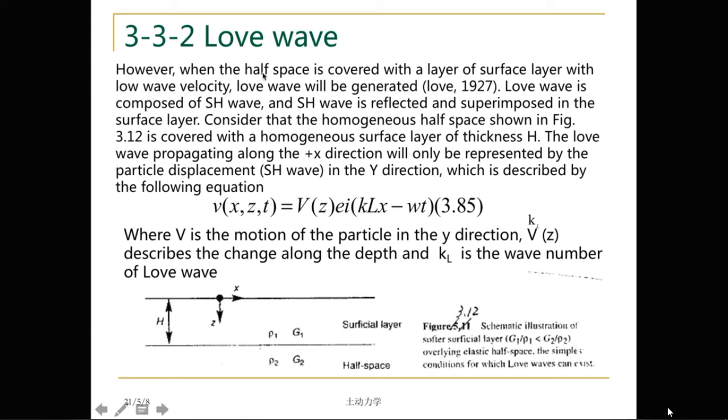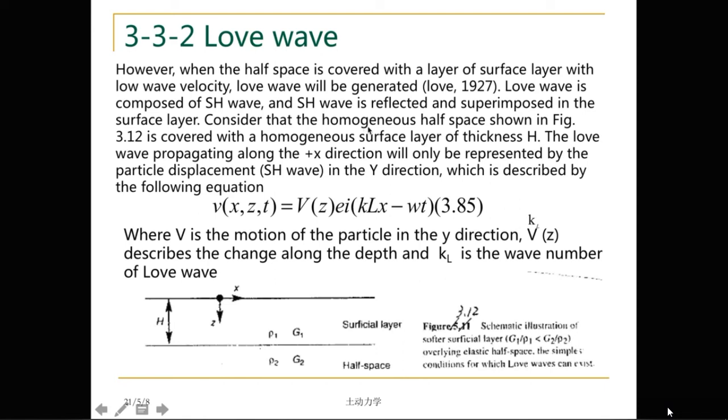However, when the half space is covered with a surface layer with low wave velocity, Love waves will be generated. This was proposed by Love in 1927. Love waves are composed of SH waves and SS waves reflected and superimposed in the surface layer.